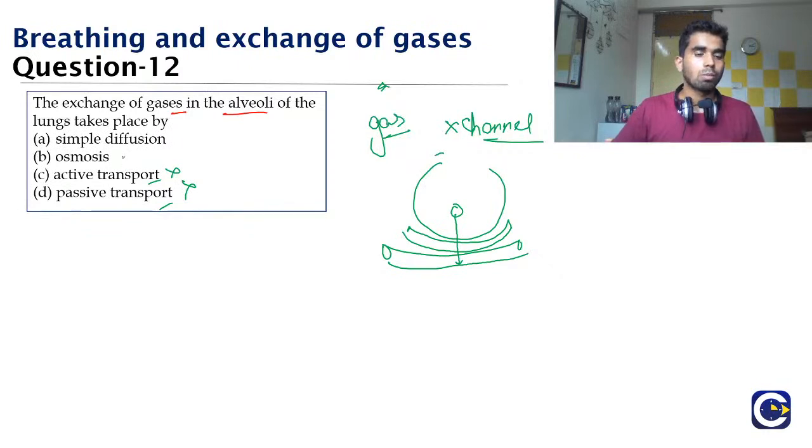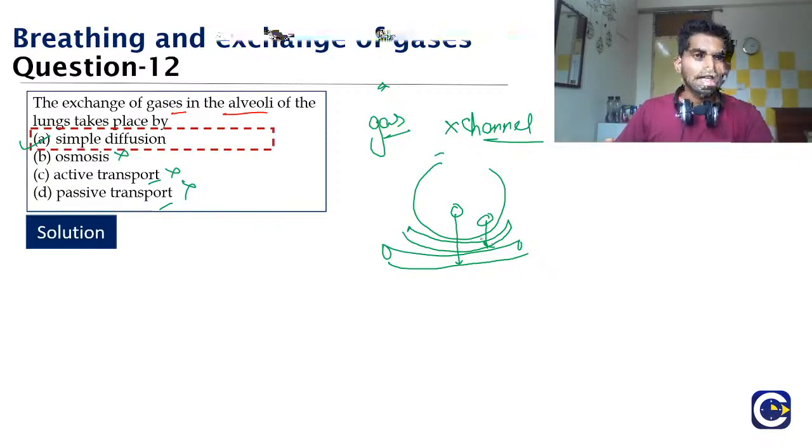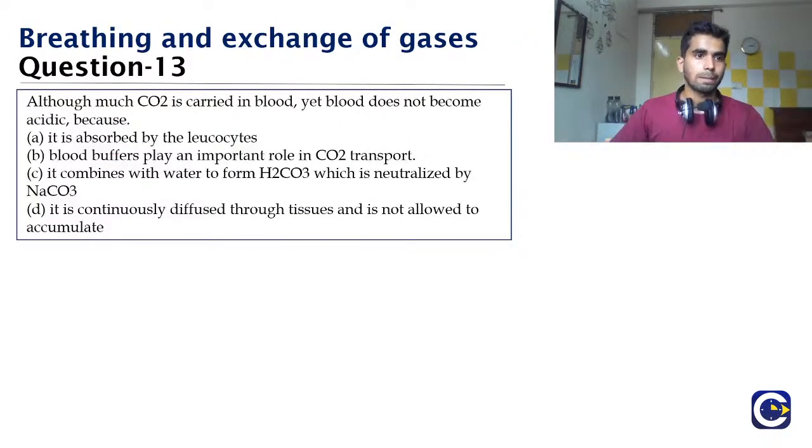And osmosis is the process that is occurring for the water. So option B is also incorrect. So the correct option here is option A, that is simple diffusion. That is, oxygen simply goes from the alveoli into the blood capillaries. So the correct answer is option A. Now coming to question number 13.